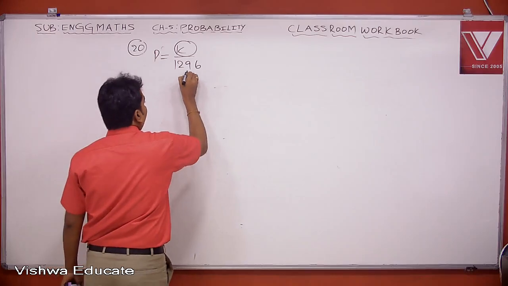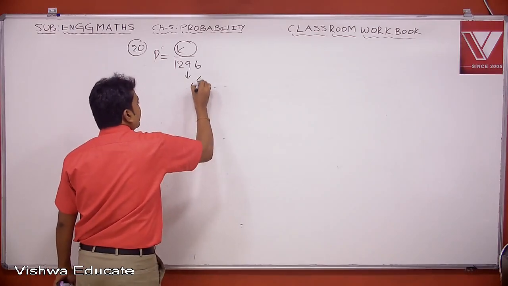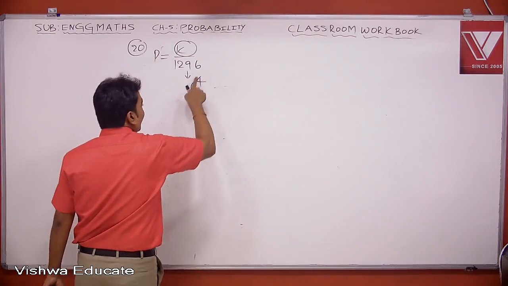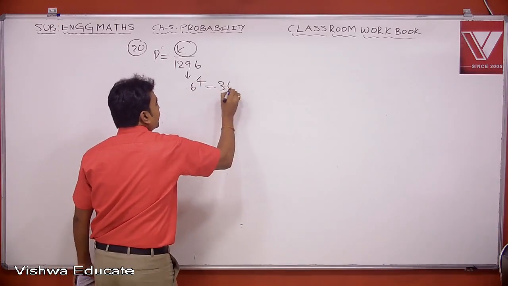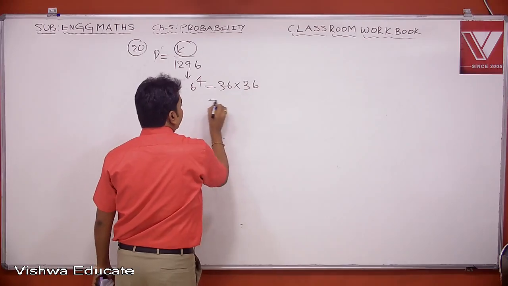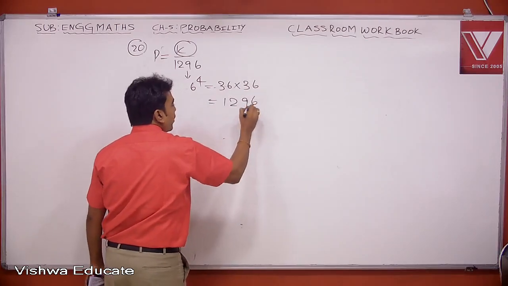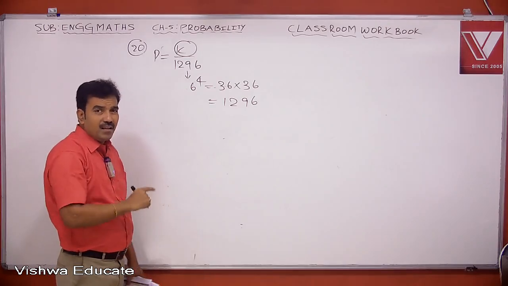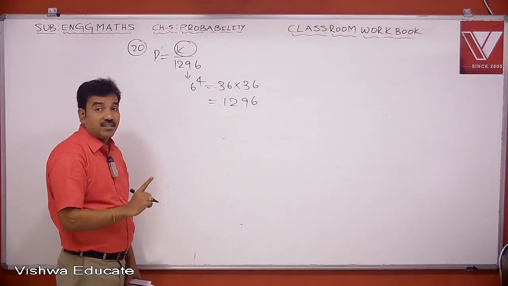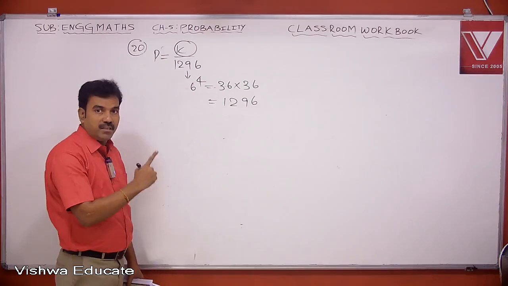This 1296 is actually 6 power 4. When 4 dice are rolled, the total number of sample points will be 6 power 4. This is 36 into 36, so this is actually 1296. So we need to find the k value. That means k is nothing but the required number of favorable cases where the sum of all results will be 22.